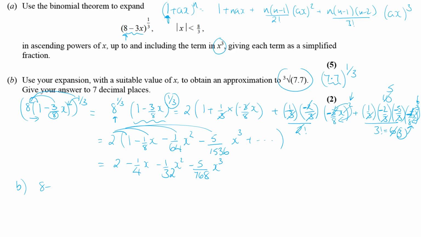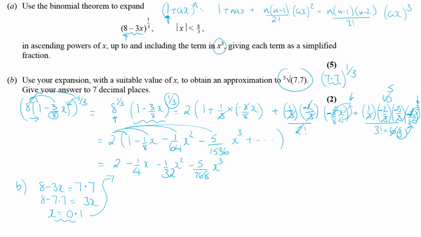So 8 minus 3x, if we let that equal the 7.7 and solve for x, 8 minus 7.7 is equal to 3x. 8 minus 7.7 is 0.3. 0.3 divided by 3, x is going to equal 0.1. So you need to get what value of x is to then substitute that into the expansion.